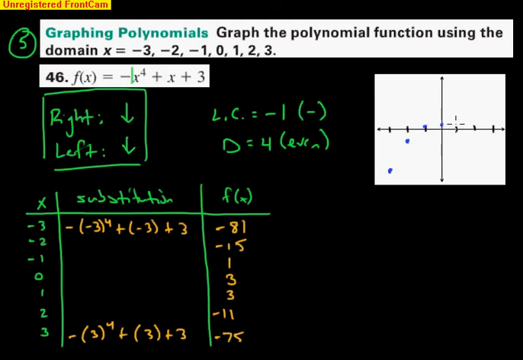When x is 1, y is 3, the same level as you just were at. When x is 2, y is negative 11, just below where negative 15 is. And when x is 3, y is negative 75, way down here. And you can see if you connect the dots, I'll try my best with a smooth curve. And it goes down. Looks something like that.